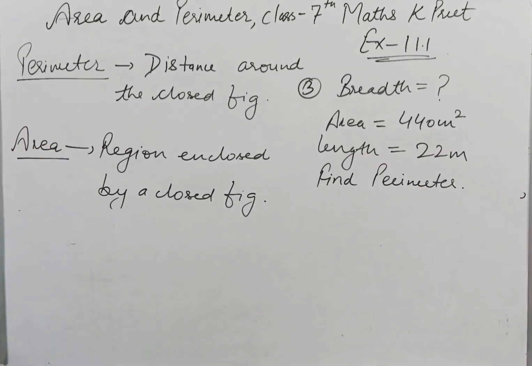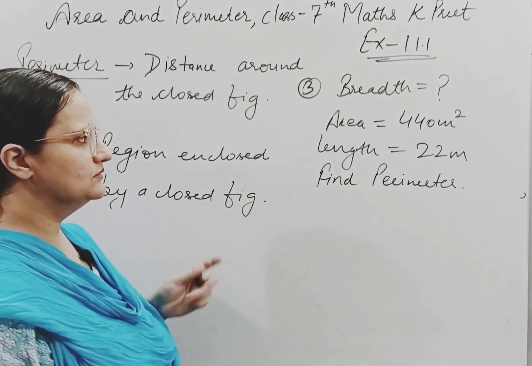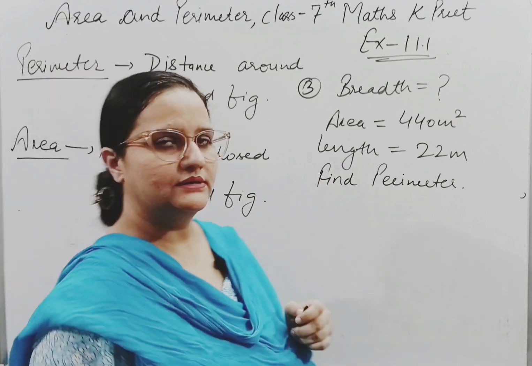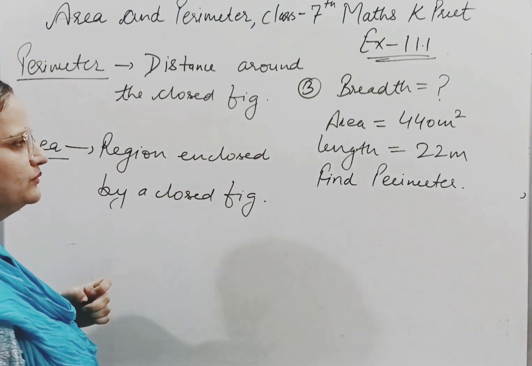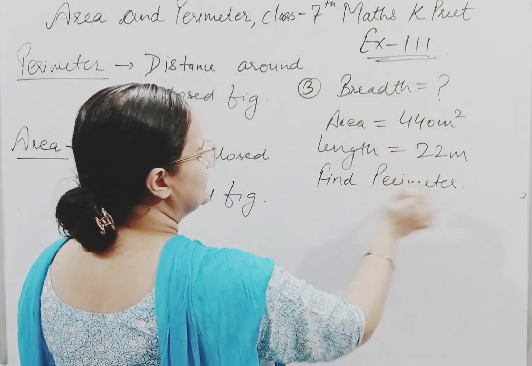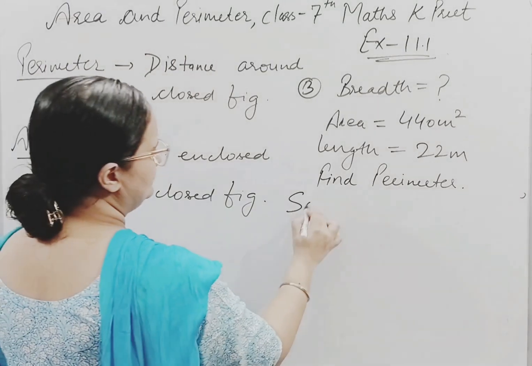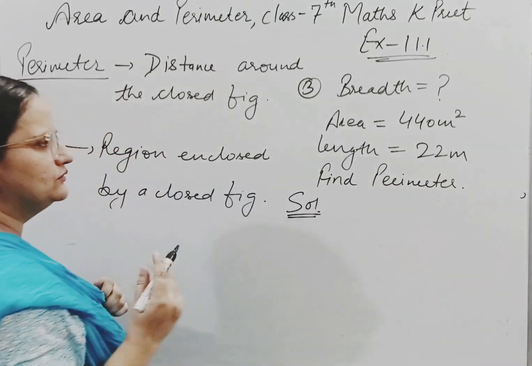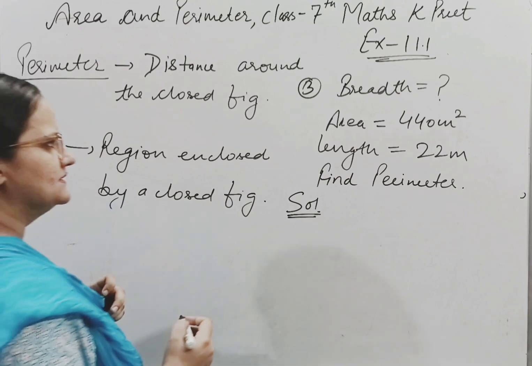So question number 3 is saying we have to find the breadth, and the length is given as 22 meters, the area is given as 440 meter squared. So we are talking about what? A rectangular piece. The question is saying find the breadth of a rectangular plot of land. If its area is this much and the length is this much, then find the perimeter also. This is the question. Let's see the solution. Very simple. If we know the formulas, we can easily do all the questions of this exercise.